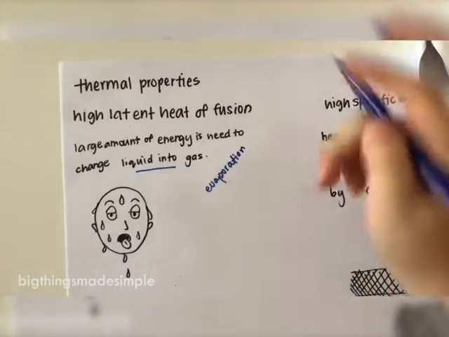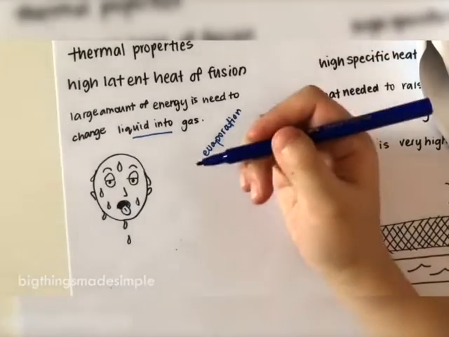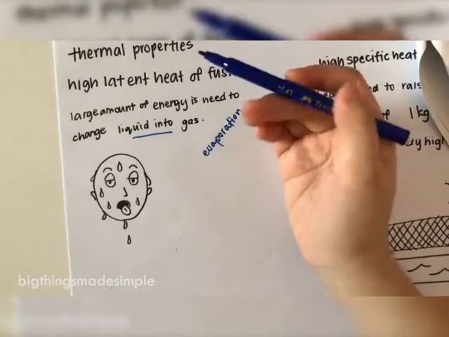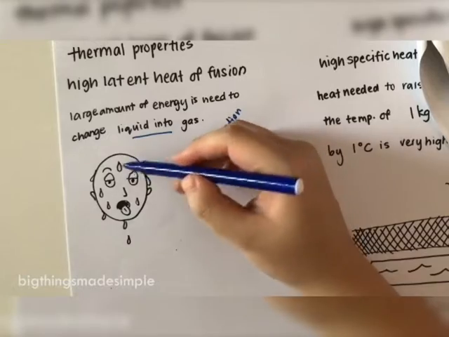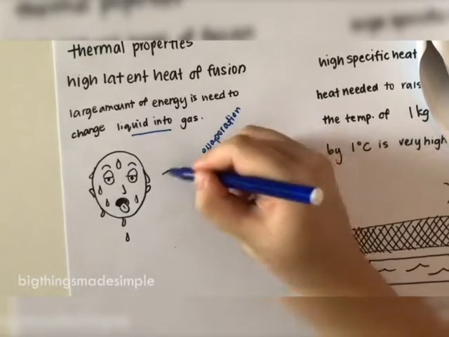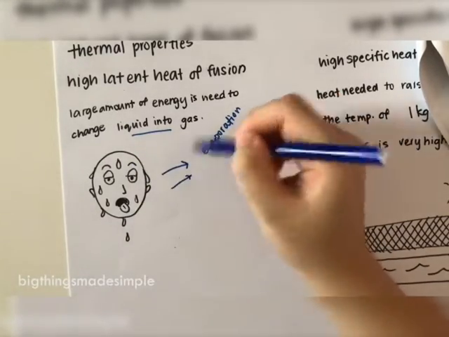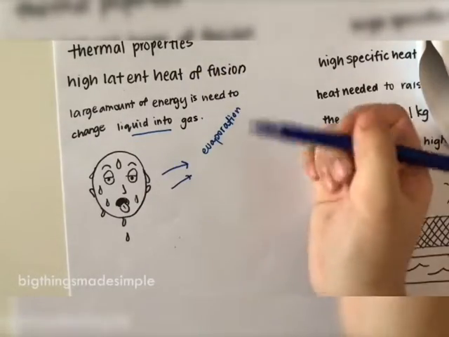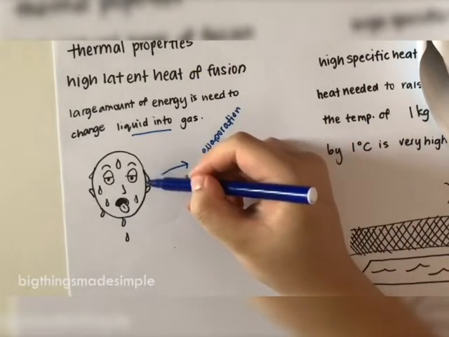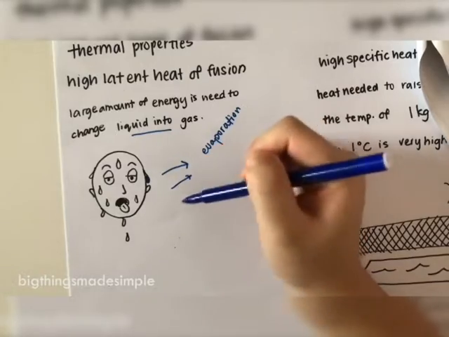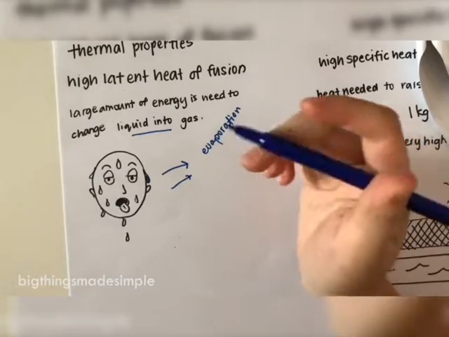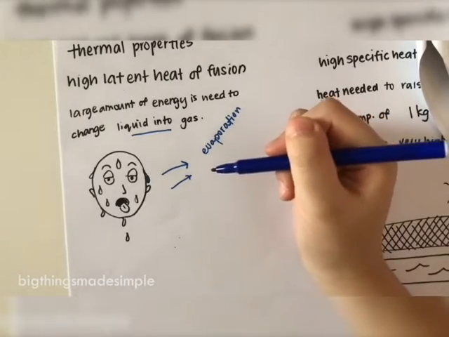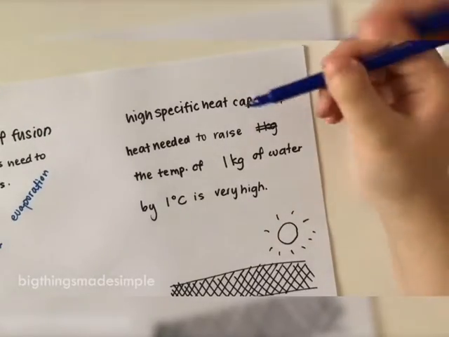Applying it to daily life, it's very important for living things. This property of water is very important to living things because when we sweat, the water on the surface of our body evaporates. And since water has such a high latent heat of fusion, a lot of heat energy is absorbed by the water in order for it to evaporate. Therefore, heat is released from our body and our body cools down. That maintains our body temperature. So next, water has a high specific heat capacity.